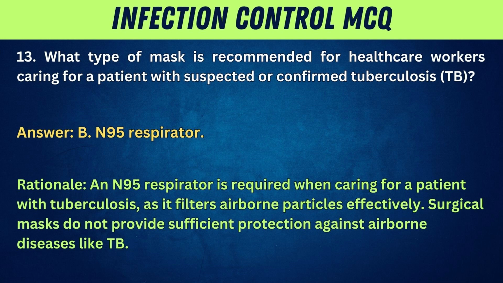Answer: B. N95 respirator. Rationale: an N95 respirator is required when caring for a patient with tuberculosis, as it filters airborne particles effectively. Surgical masks do not provide sufficient protection against airborne diseases like TB.